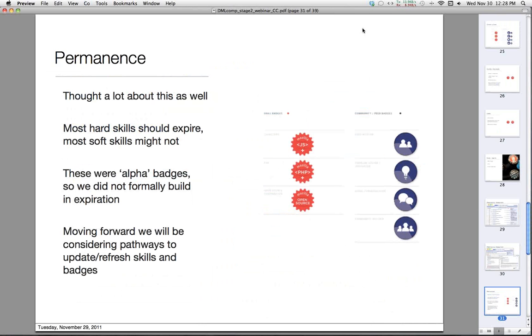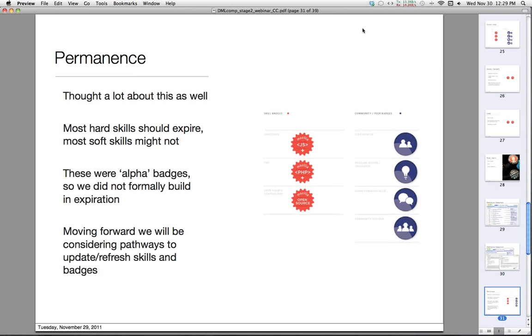The idea of permanence when it comes to things like HTML knowledge, or any kind of web dev knowledge, is really important. We thought a lot about this for the School of Webcraft. We came to the conclusion that most hard skills should expire, but soft skills probably shouldn't. So a top-down hard skill for coding would expire, but for peer assessments, like whether you are a great community member or a fantastic communicator, it's fairly unlikely that the assessment would be inaccurate in a few years.